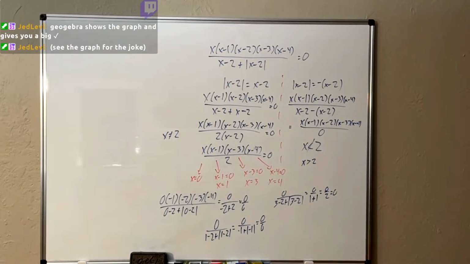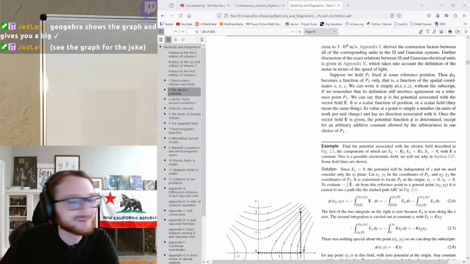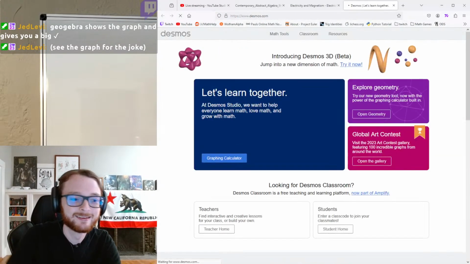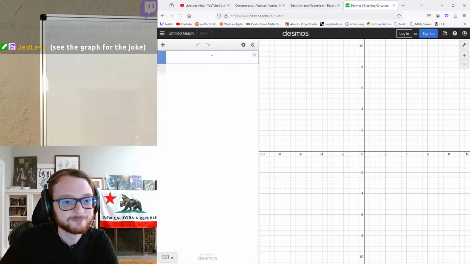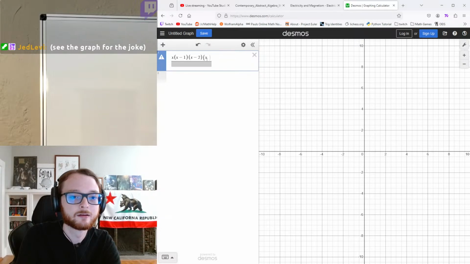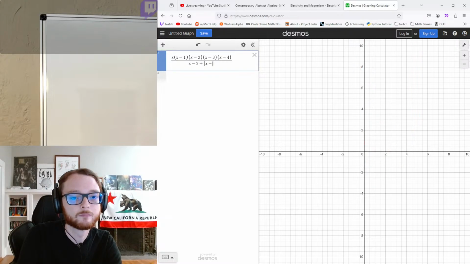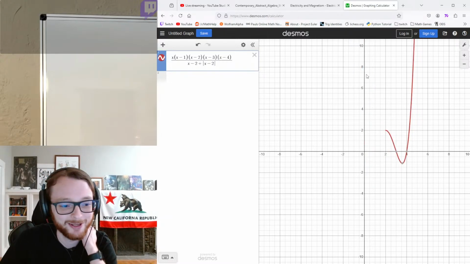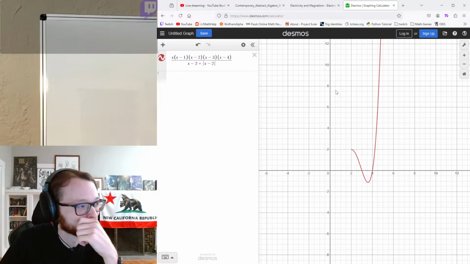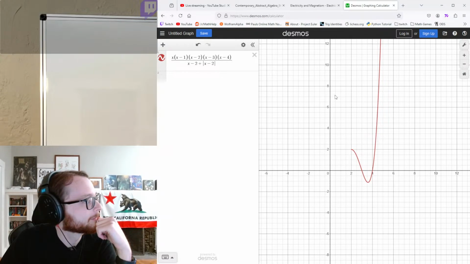A big check mark? The graph looks like a check. Yeah, that makes sense. Let's see. Here we go. It is a big check mark. Yeah, it cuts off at x equals 2 as well, which is expected.